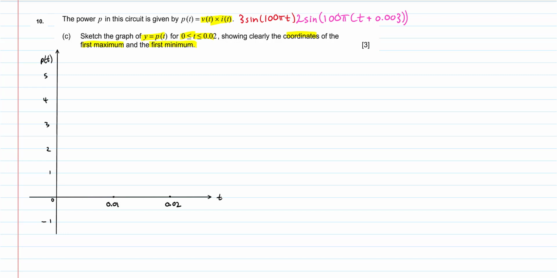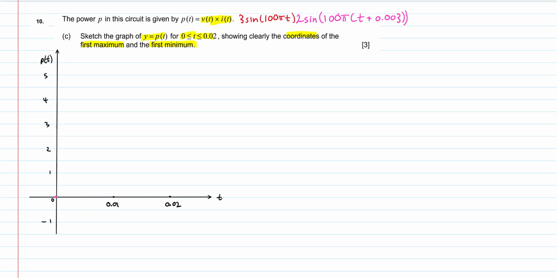So we're going to need our graphing calculator to help us do this. But before we do that, we can just plug in a couple of the coordinates that we can work out quite easily. So for example, when t is equal to 0, well, sine of 100 pi times t, if t is 0, that is just going to give us sine of 0, and hence P of t is just going to equal 0. So when t is 0, then P of t is 0, so it'll be 1 point on the graph.